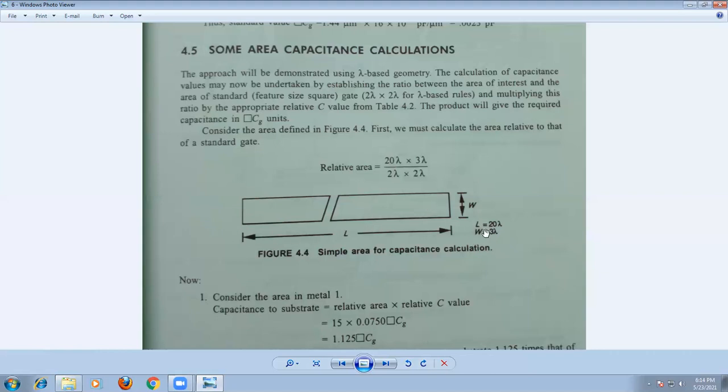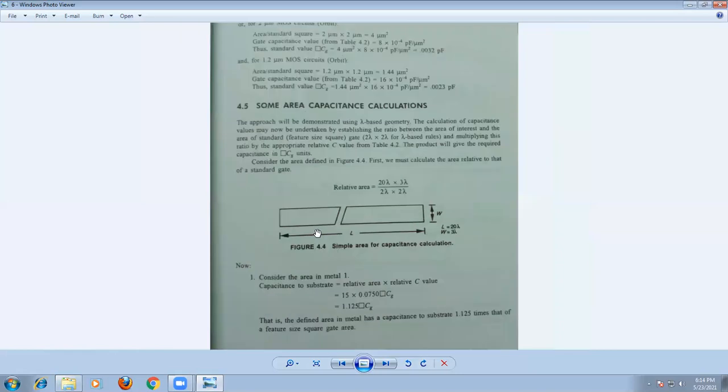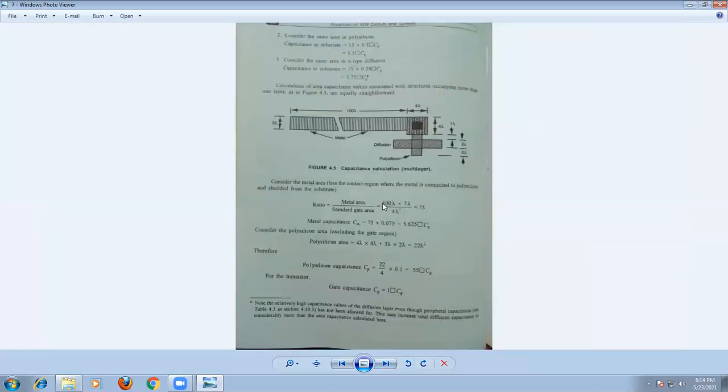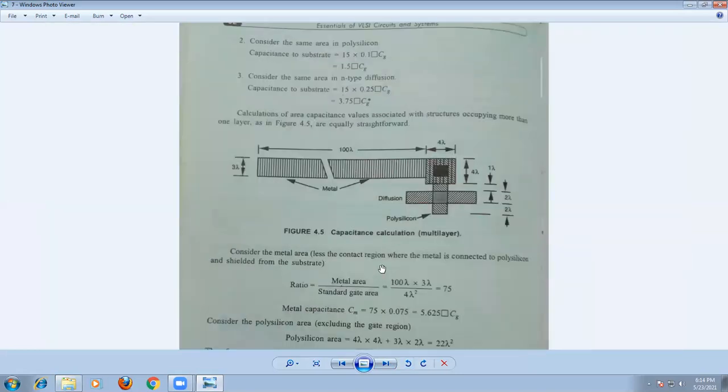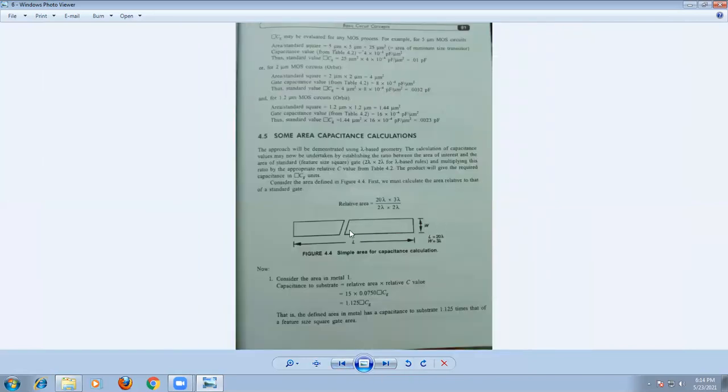So once the length and width of the layer are given, first you can calculate the relative area, because the area is the same whether it is metal, polysilicon, or N diffusion. It may be anything: metal, polysilicon, or diffusion layer. So the area is the same. L is equal to 20 lambda and width is equal to 3 lambda.